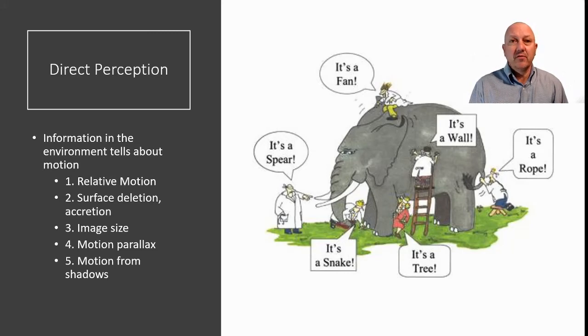And motion from shadows is essentially just the idea that there's a correlation between the object that is casting the shadow and the movement of the shadow, and we can get some information about movement from that.